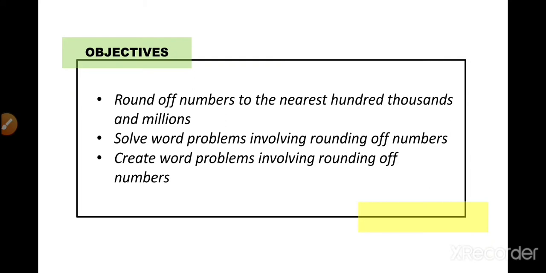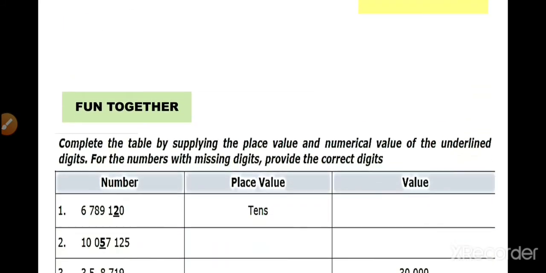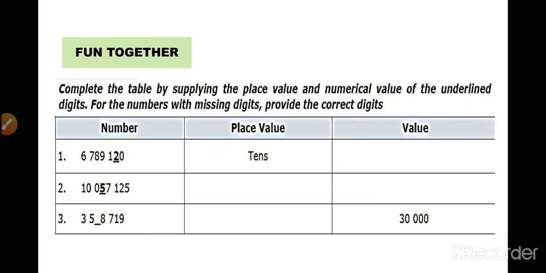Before we proceed to our lesson, let us have first fun together. I want you to complete the table by supplying the place value and numerical value of the underlined digits. For the numbers with missing digits, provide the correct digits. I will be answering number 1.